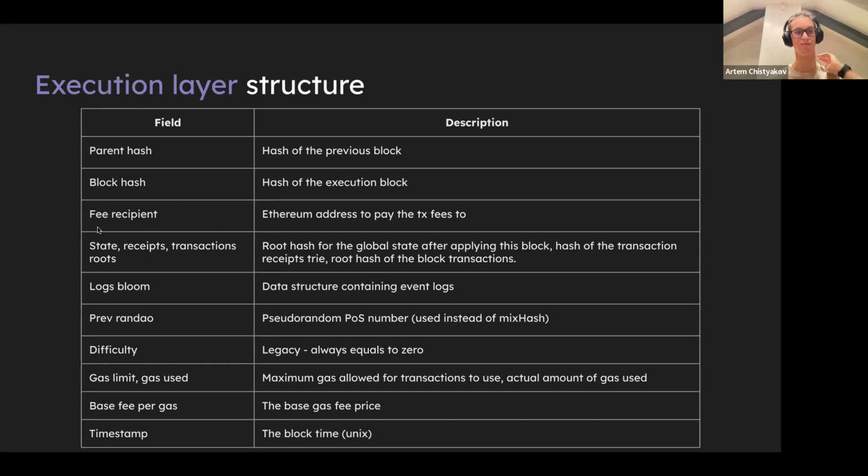And the fee recipient also receives the rewards for network participation from the proof of stake consensus.